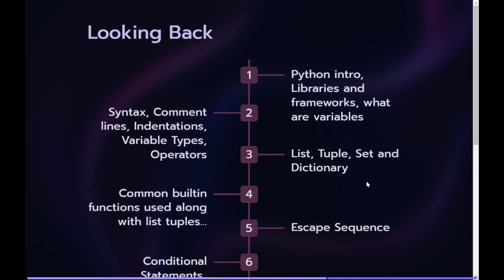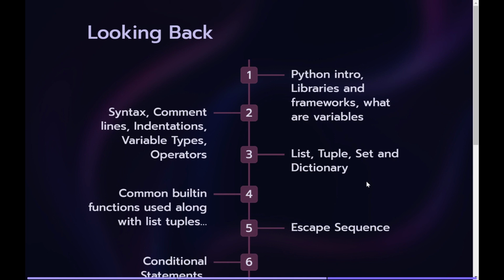And then we saw comment lines, the hash and the triple double quote, the single quote. Then we had indentation and variable types. Then we moved on to the operators like the arithmetic, the logical, and more. And then we saw what all we can do with lists, what mutable data types are, and what immutable data types are. List is mutable, tuple is immutable, set is mutable, but frozen set is immutable. And in a dictionary, the keys are immutable and the values are mutable.